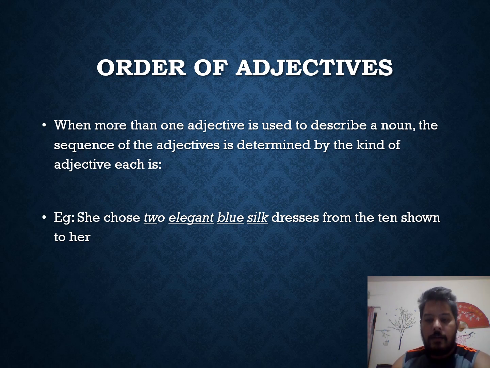Order of adjectives. When more than one adjective is used to describe a noun, the sequence of the adjectives is determined by the kind of adjective each is. For example, she chose two elegant blue silk dresses from the tent shown to her. Here we can see there are four adjectives describing the dresses she chose: two, elegant, blue, and silk.